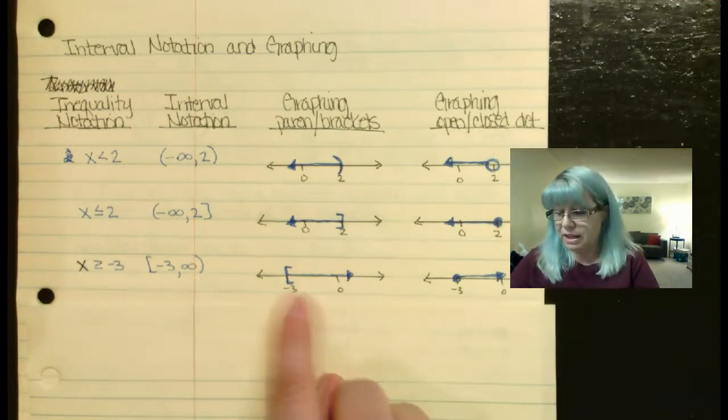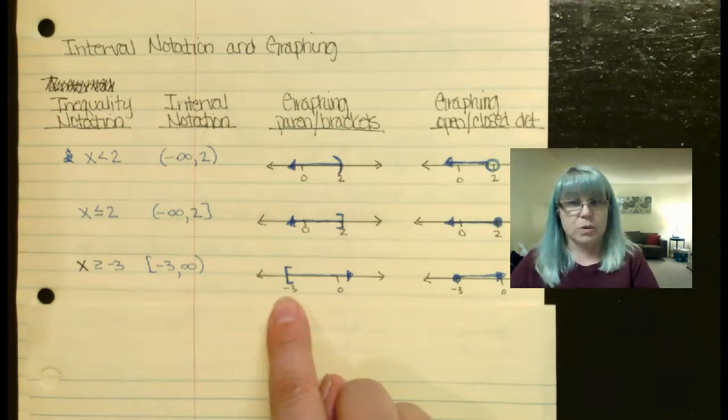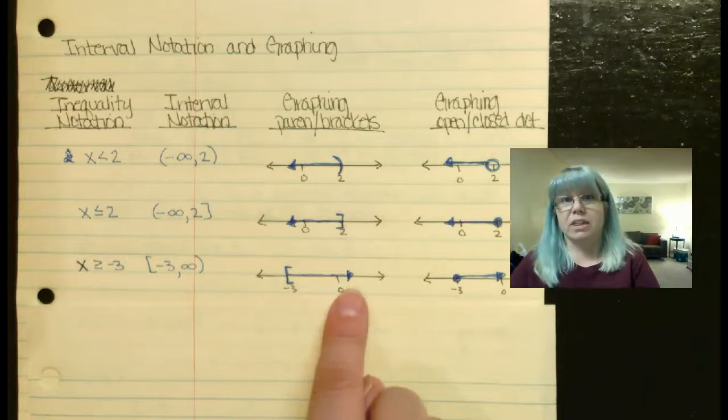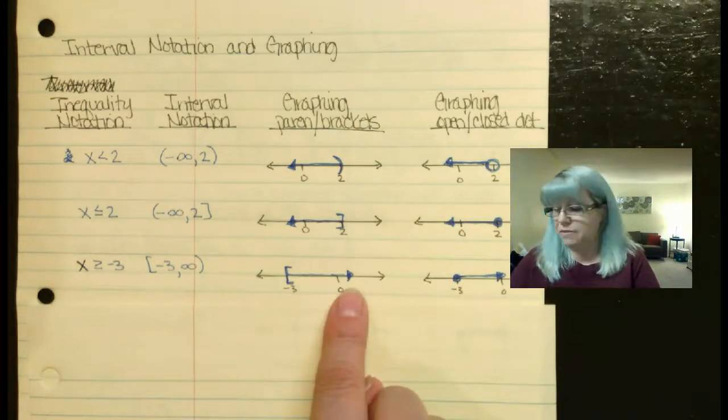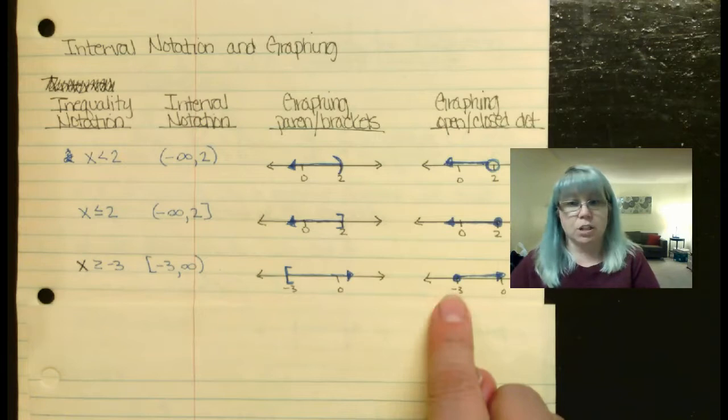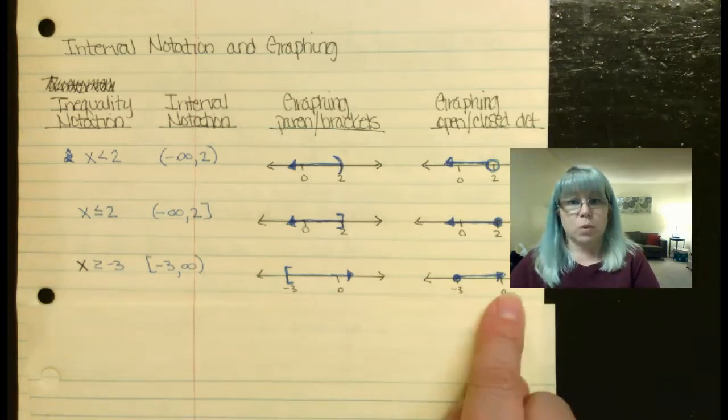When we're graphing it, we're going to put the bracket on negative 3 because we're including it, and then pointing everything to the right. If this was dot notation, it would be a closed dot on negative 3 and pointing everything to the right.